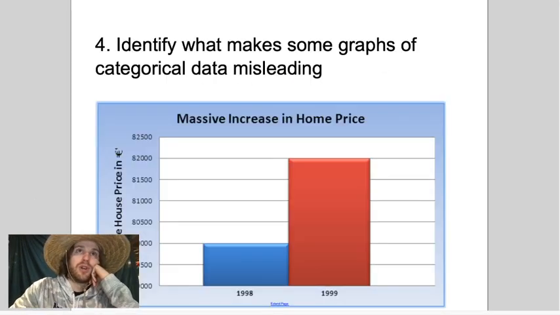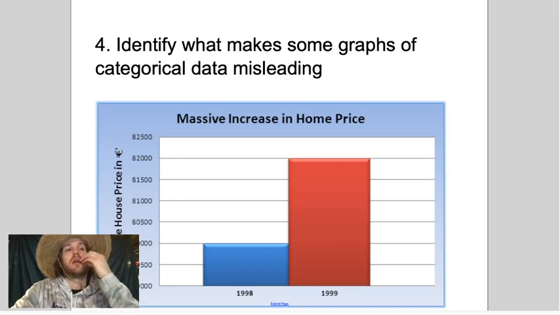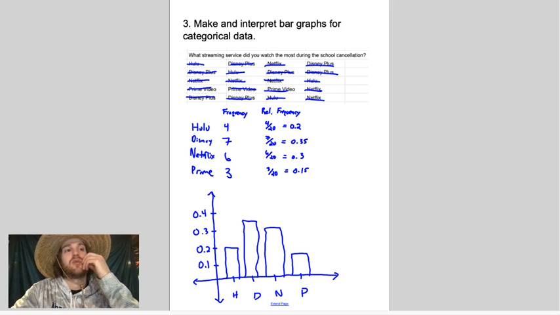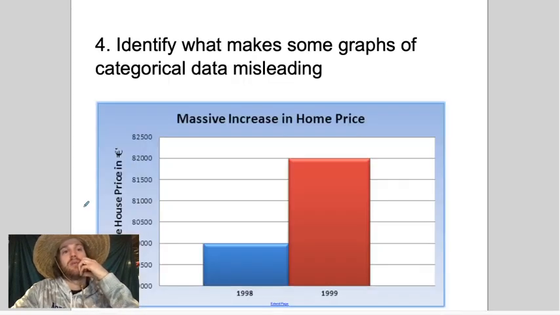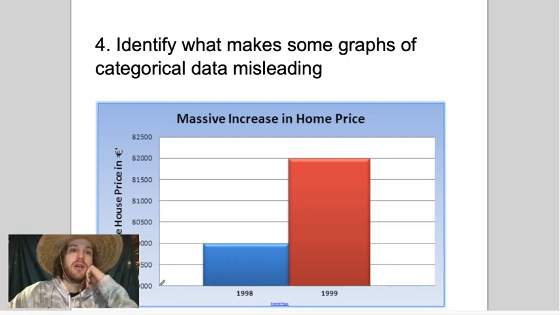Next one, let's move on. Identify what makes some graphs of categorical data misleading. Okay, so obviously that's misleading because of the width of my bars. Why is this one misleading? Well, you probably have an opinion, but basically this vertical axis doesn't start at 0. So you're not getting a representative.